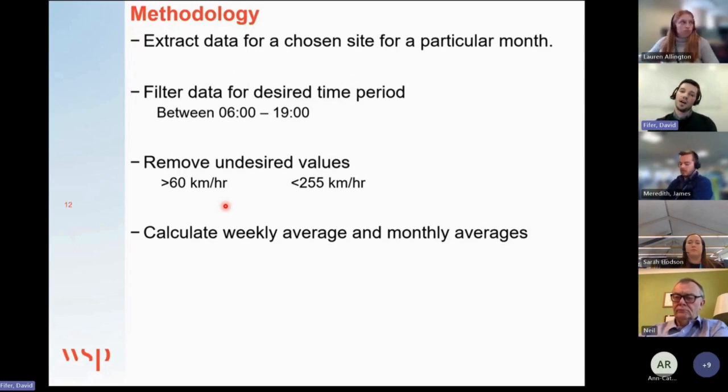And the 255 is based on the data we got from National Highways. The 255 is used as an error criteria, so that flags an error with the reading. So we've used that to remove those values from the data. We then calculated weekly averages, and then from that monthly averages.